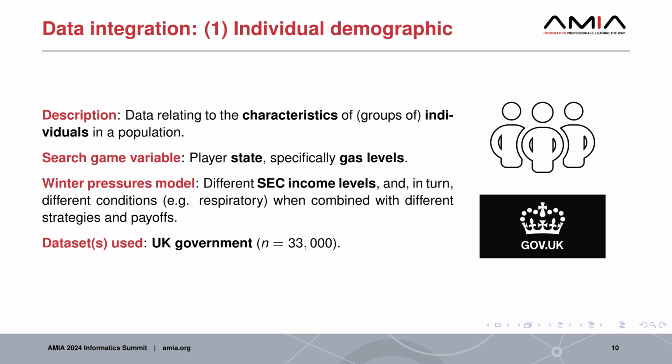In turn, once we have these SEC income levels, we combine this with existing aspects of our game, such as different strategies and payoffs. We can then model, for example, families with children with certain conditions that have different SEC income levels. So we combine our data-driven state with different aspects of the game that we already have to model groups of seekers or types of families.